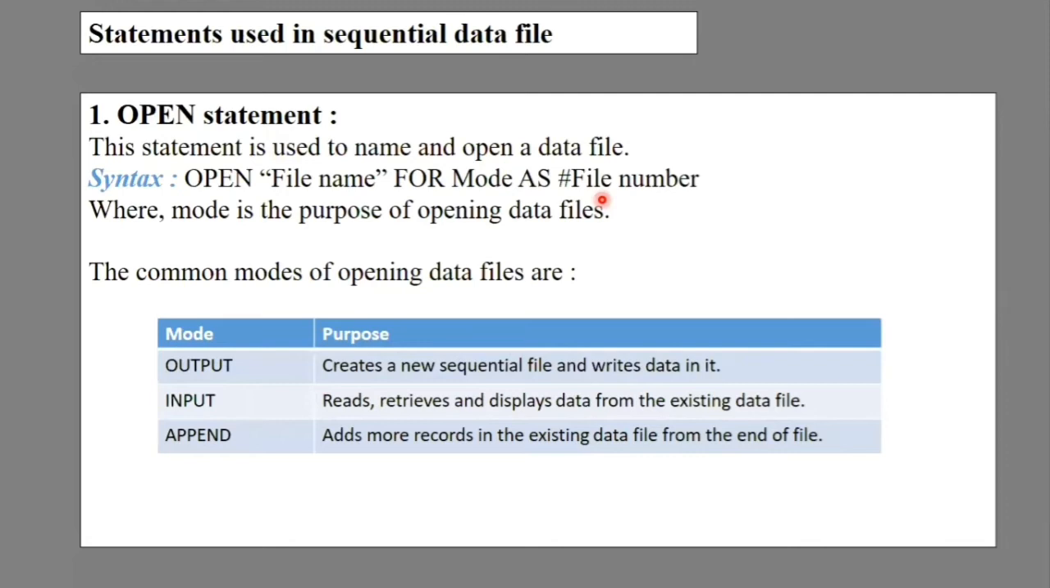So here, output mode. We created a file Jessica, say jessica.txt. Now there is a certain mode in which I am opening it. If I am opening with output mode, that means it is creating a new sequential file. So I have created a file named Jessica, and I'm going to write over it.